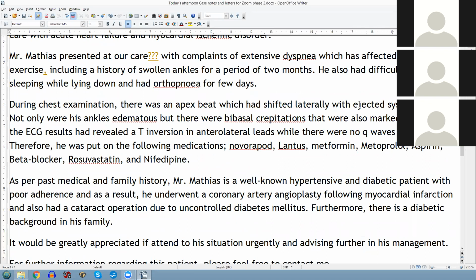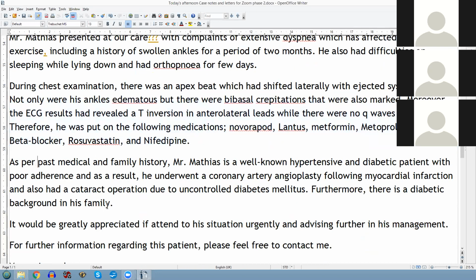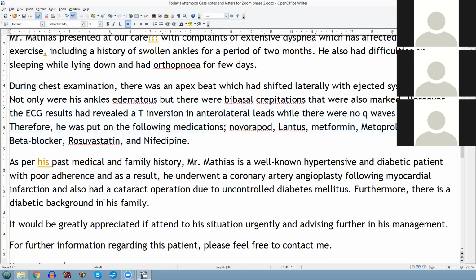examination: "apex speech, olfactory rejects systolic murmur, his ankles, edematous, so crepitations, also marked OET inversion, recorded." It's a little bit long, possibly we could cut some of that down. "As per, according to his past medical and family history, it's a well-known hypertensive diabetic patient with poor adherence, and as a result..." That's a bit of a long sentence. I would break that up.